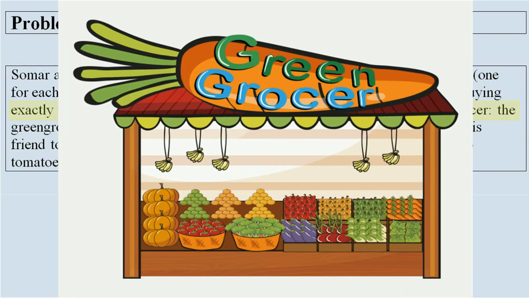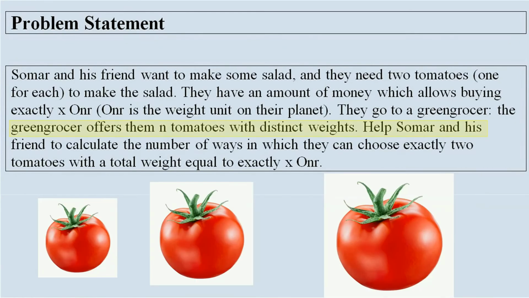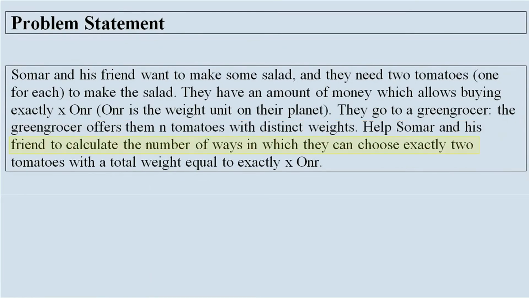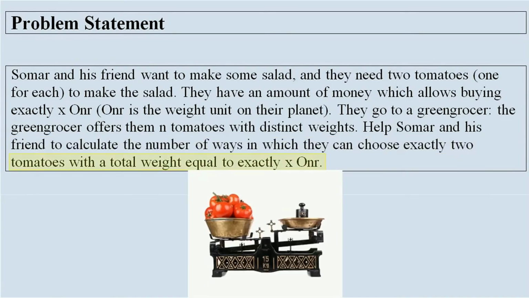They go to a greengrocer. The greengrocer offers them N tomatoes with distinct weights. Help Somer and his friend to calculate the number of ways in which they can choose exactly 2 tomatoes with a total weight equal to exactly X onr.